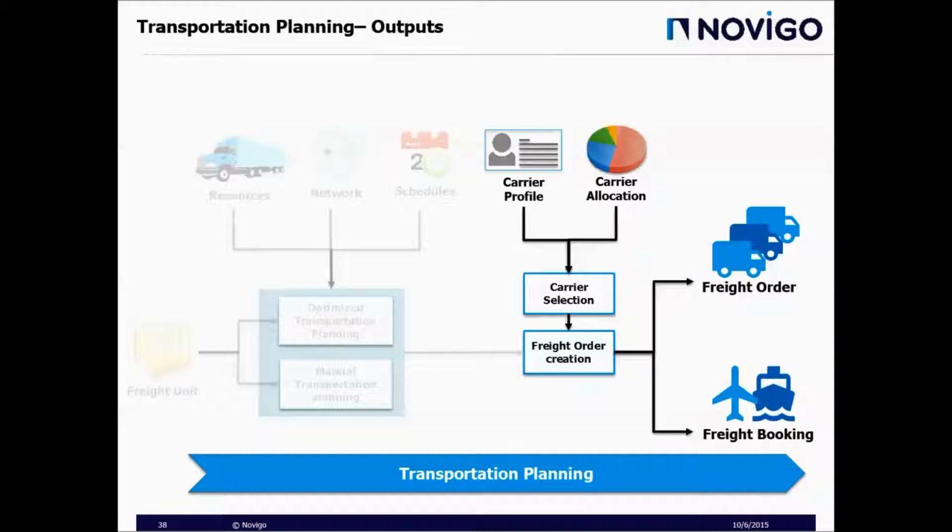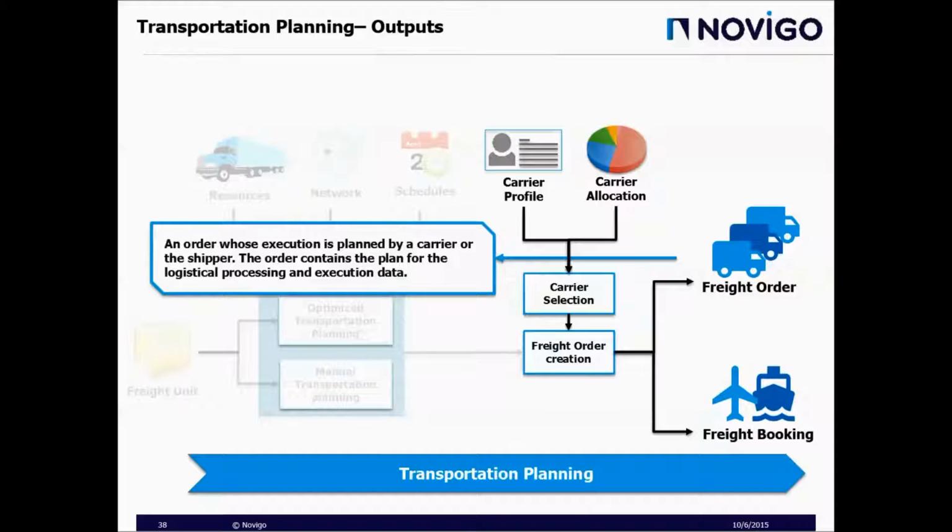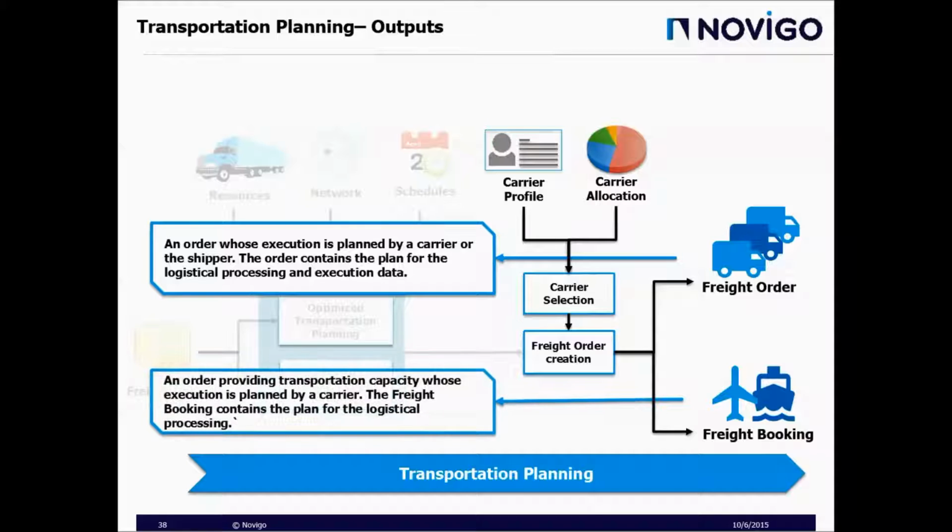The result of transportation planning are objects called freight order and freight booking. Let's first take a look at their definition. Freight order, an order whose execution is planned by a carrier or the shipper. The order contains the plan for the logistical processing and execution data. Freight booking, an order providing transportation capacity whose execution is planned by a carrier. The freight booking contains the plan for the logistical processing. As you can see, their definition is pretty much the same.